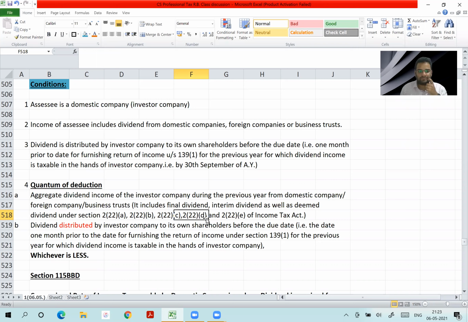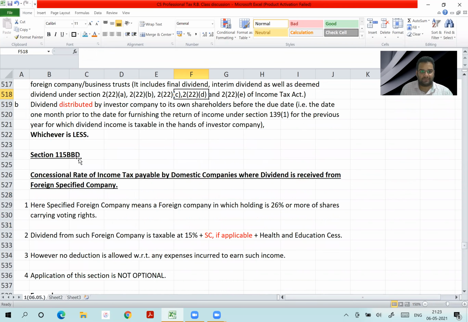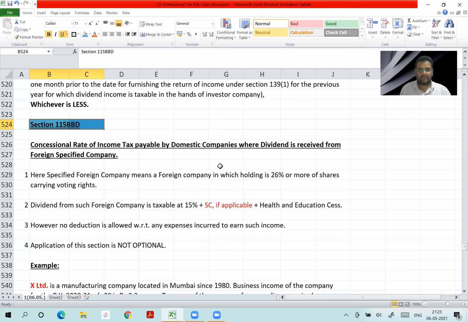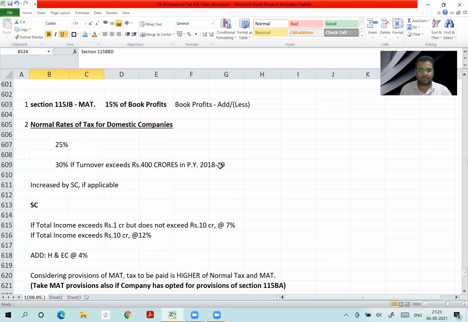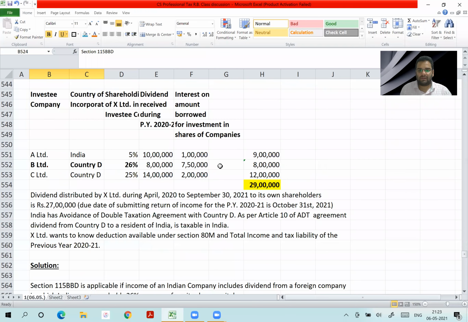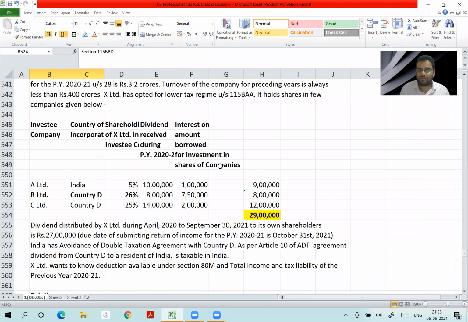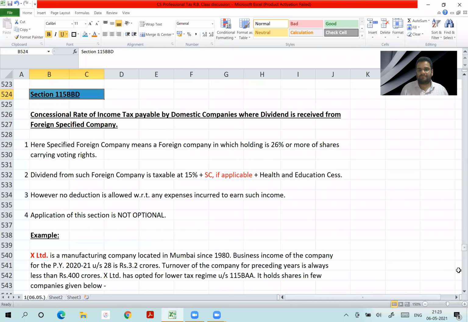Now listen. 115BBD. We will do 115BBD and then we will see one example, and then again things will get clear to you. Then in the revision batch we will do revision of all the points which we discussed today. Correct? Now see, don't get confused. There is a domestic company.